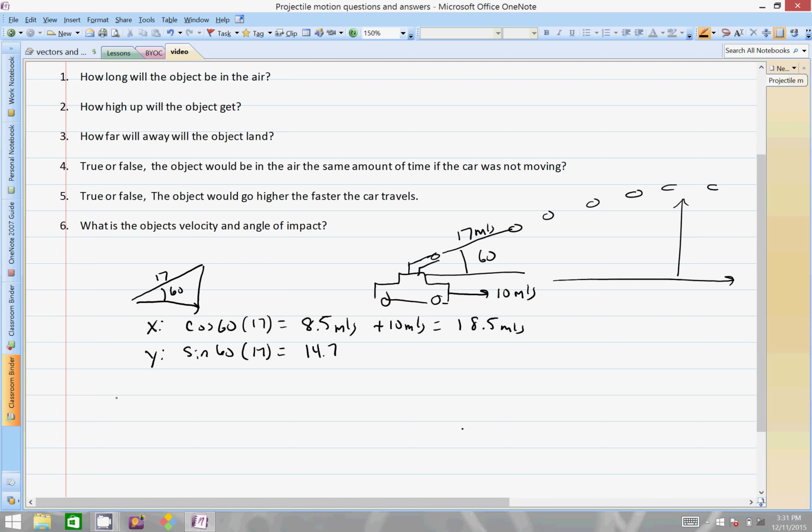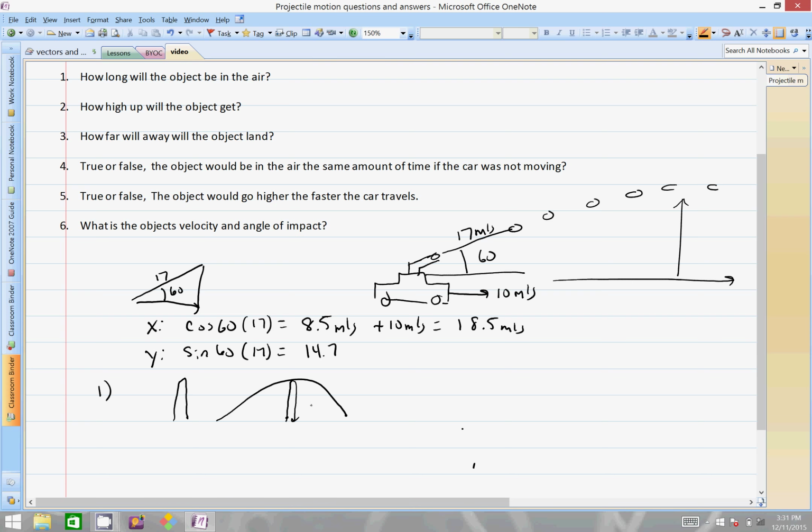So at this point, question number one, I'm going to erase this, and I'm going to treat it just like it's in the y, so it's going to go straight up and come down. It's the y component. That's all I'm worried about. Even though it does go like this, I'm thinking it's as if an object went straight up to the same height and then came back down.